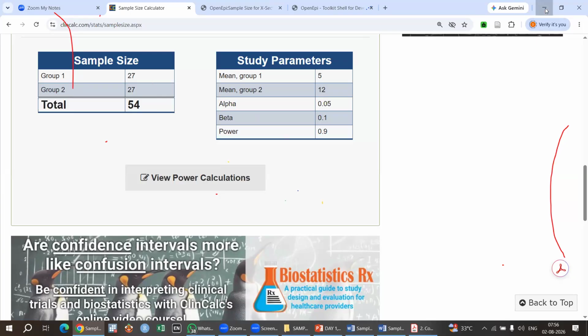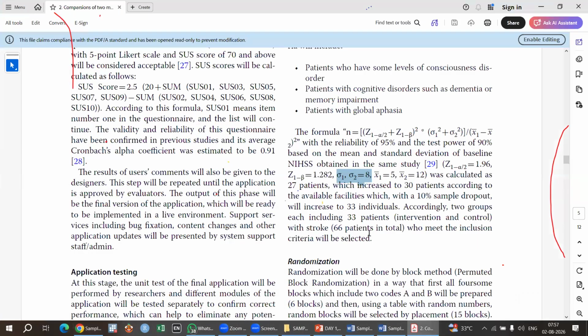And we have already calculated 27, 27. But you have to write down this from the previous study you have taken. This is reference 29, they have given. So please don't forget, and it is better to give a reference from a previous study. So this is all about how to calculate sample size for two groups.